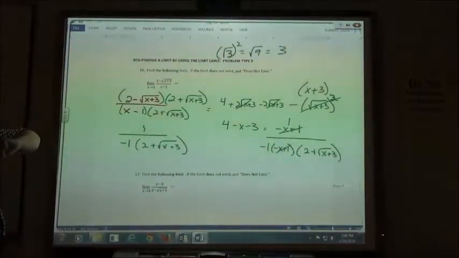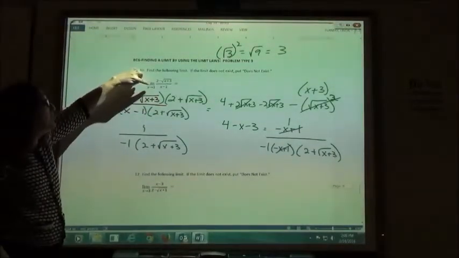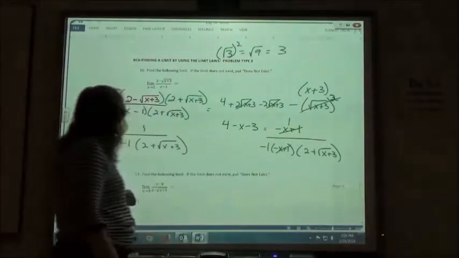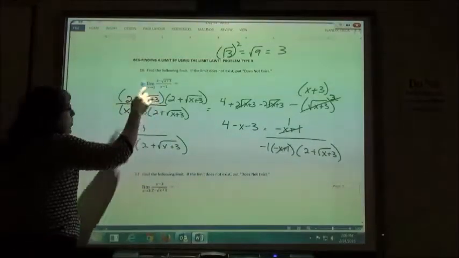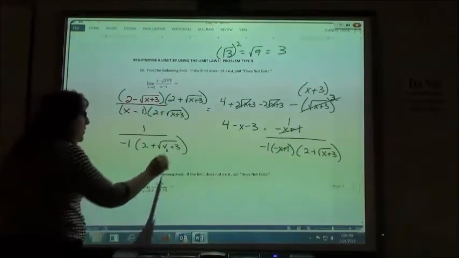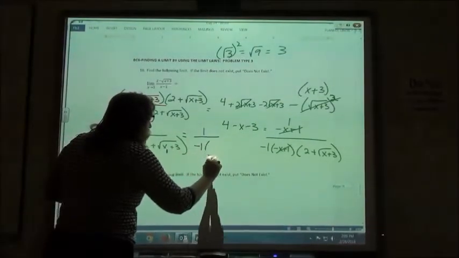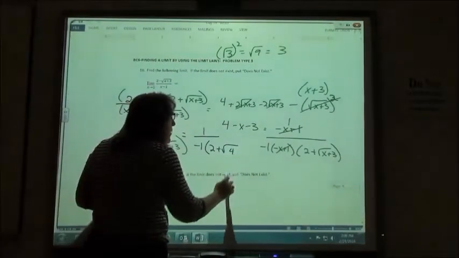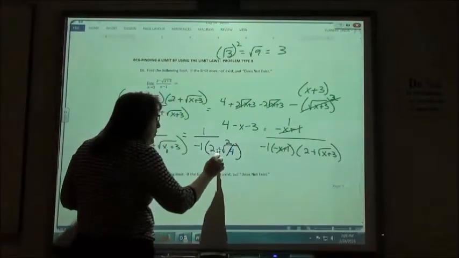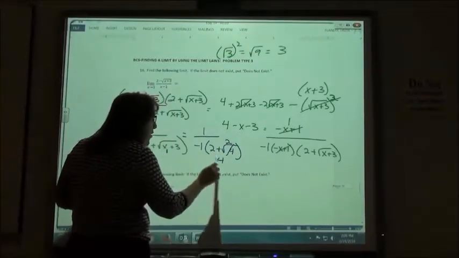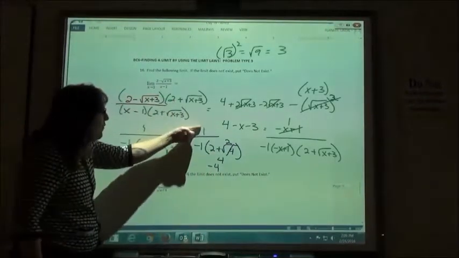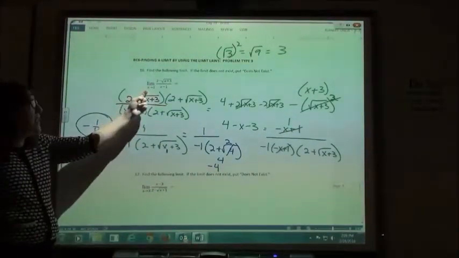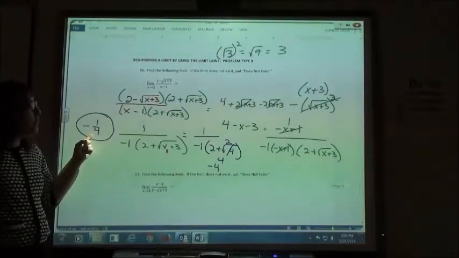Now I have my expression in a simpler form. I can try to evaluate it directly or see if I have to continue trying to simplify. So if I try to evaluate it directly, I'm going to put a 1 in for my x. So I'm going to have 1 on top, negative 1 times 2 plus the square root of 1 plus 3, which is 4. The square root of 4 is 2. 2 plus 2 is 4. Negative 1 times 4 gives me negative 4. So I have 1 over negative 4, or negative 1/4. So the limit as x approaches 1 is going to be negative 1/4.